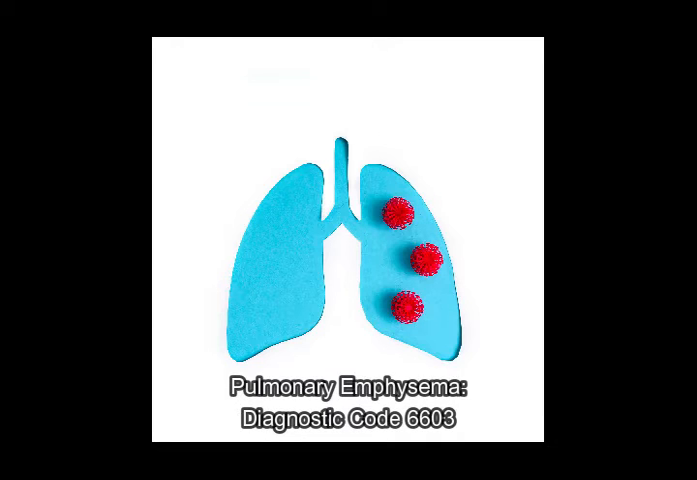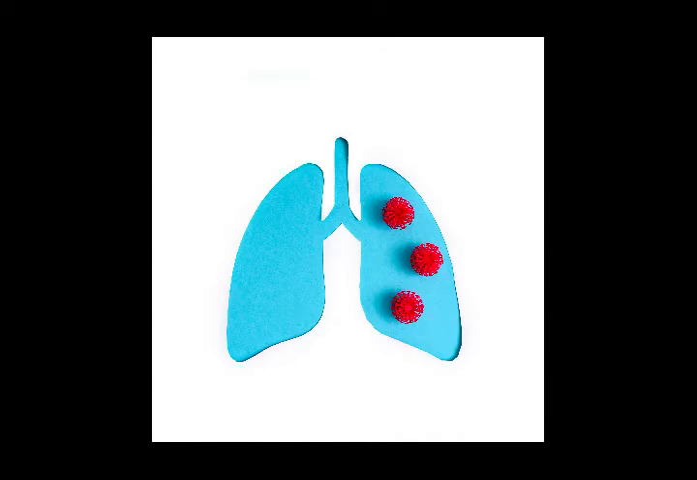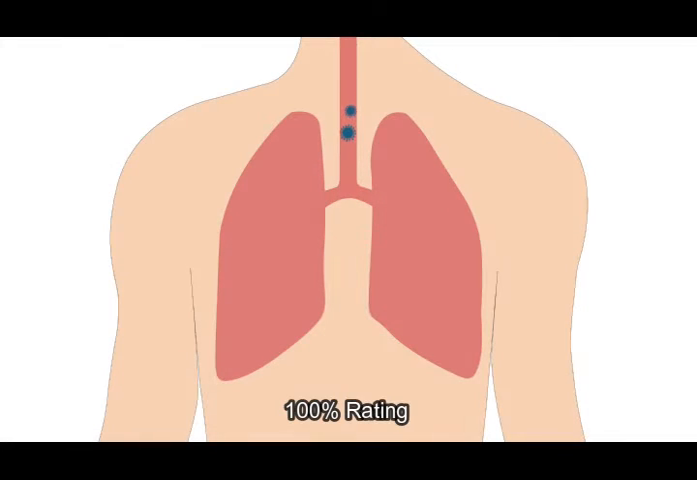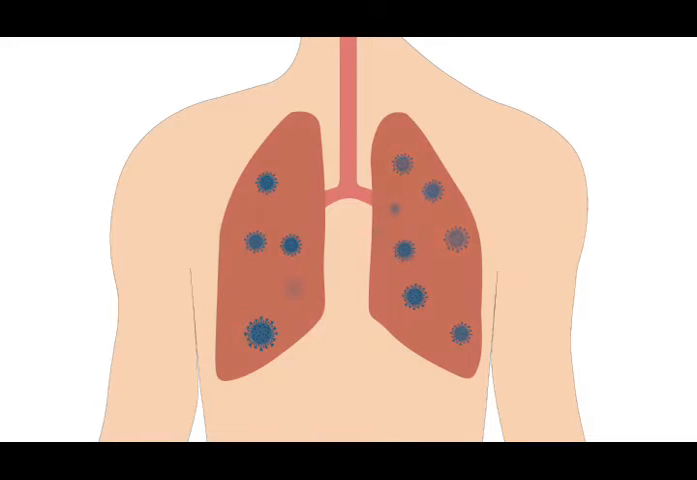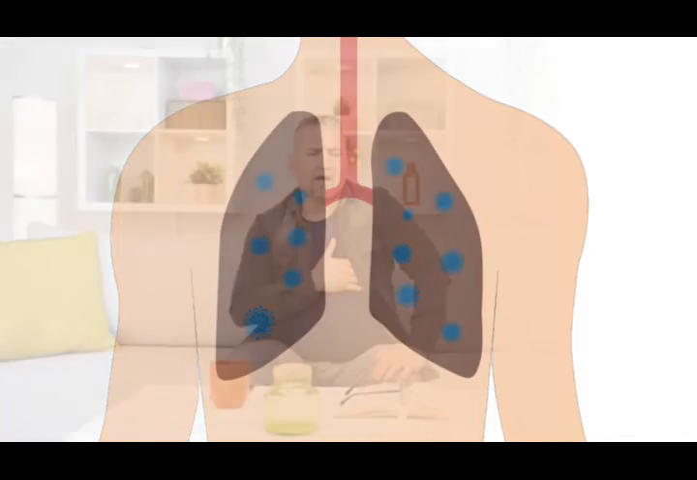Pulmonary emphysema. Diagnostic code 6603. Emphysema is rated based on FEV1 or FVC ratios, and DLCOSB results. 100% rating. FEV1 less than 40% of predicted, or FEV1 or FVC less than 40%, or DLCOSB less than 40% predicted, or maximum exercise capacity less than 15 milliliters per kilogram per minute, or cor pulmonale, right ventricular hypertrophy, pulmonary hypertension, acute respiratory failure, or requires outpatient oxygen therapy.